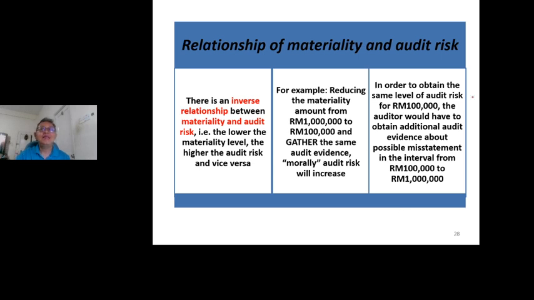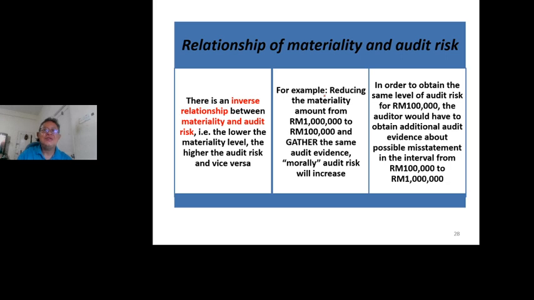And then how about materiality and audit risk? Here it is very important to understand the concept of materiality. We will go into detail about materiality later on. Basically, just to have a preliminary understanding, materiality is something that is significant, something that is important. If you set a materiality level of 10,000 ringgit, any misstatement above 10,000 is considered material, is considered important.